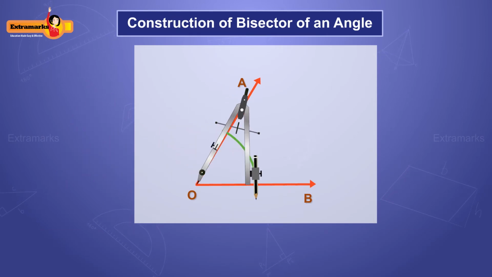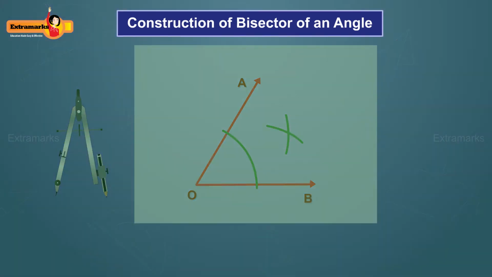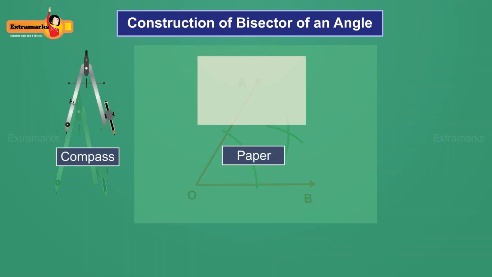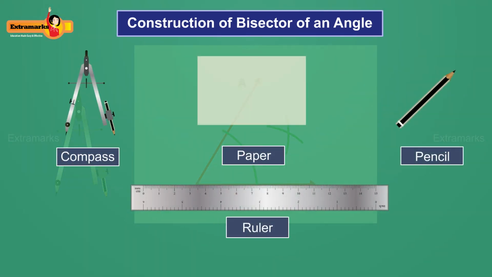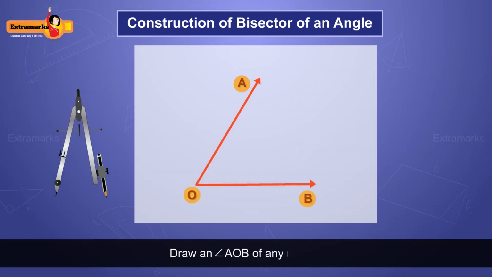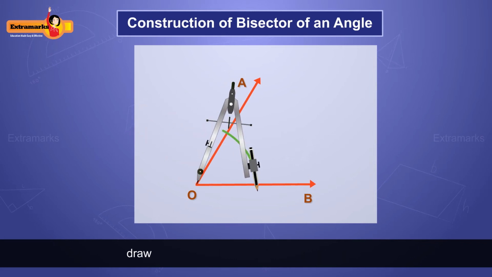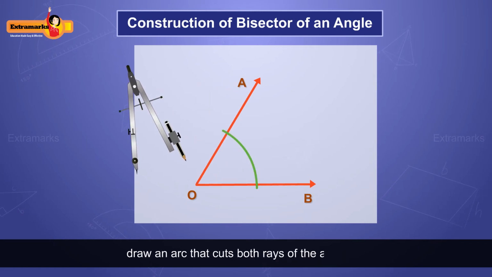Now, we will learn the method of constructing an angle bisector using a compass. We need a compass, a paper, a ruler, and a pencil for this construction. First, draw an angle AOB of any measure. With O as center and using compasses, draw an arc that cuts both rays of the angle AOB. Label the points of intersection as P and Q.